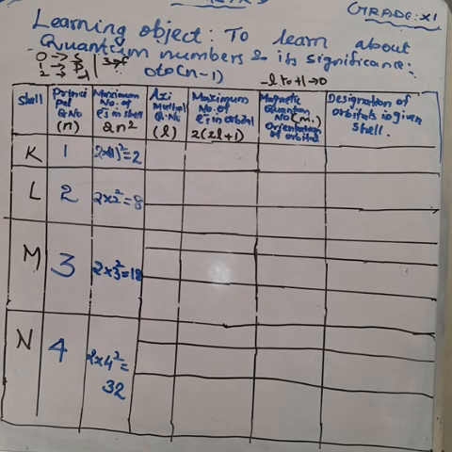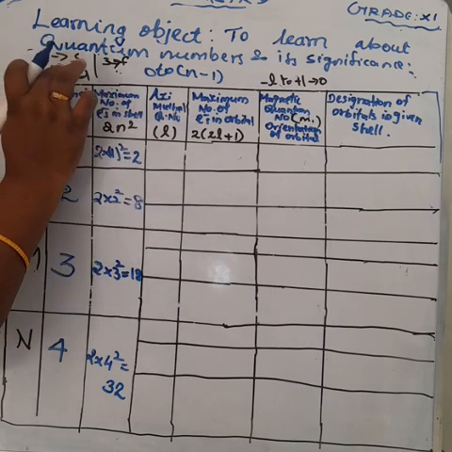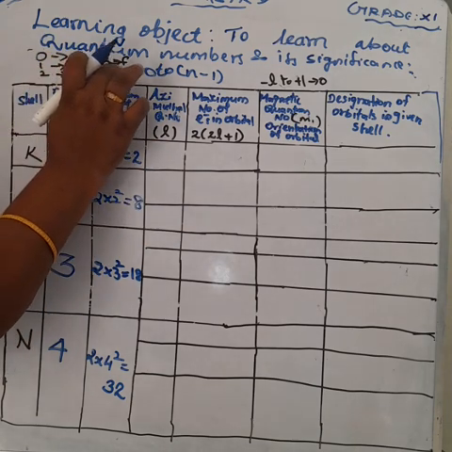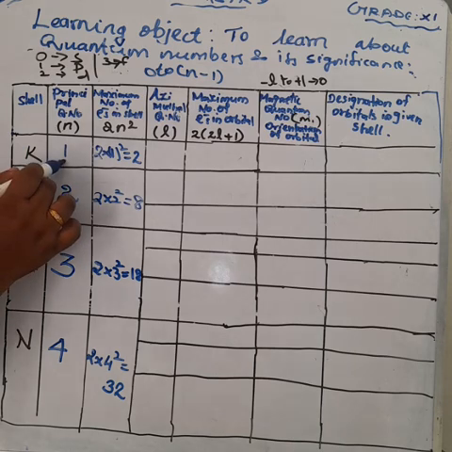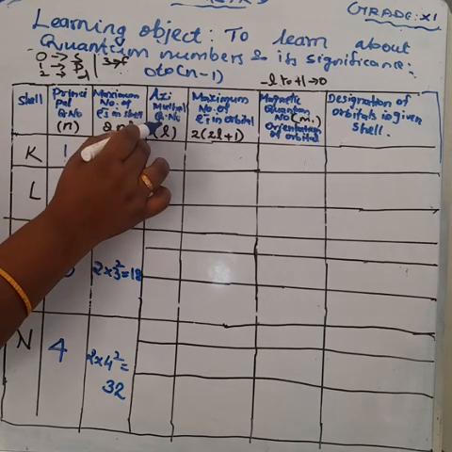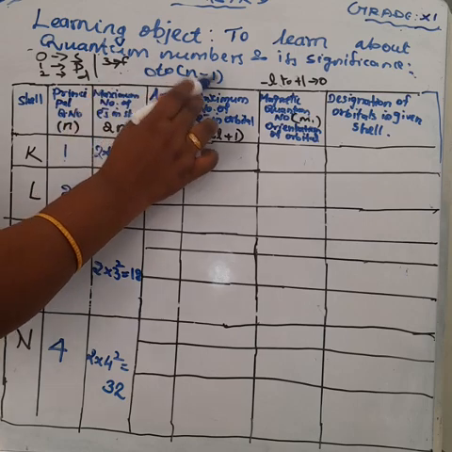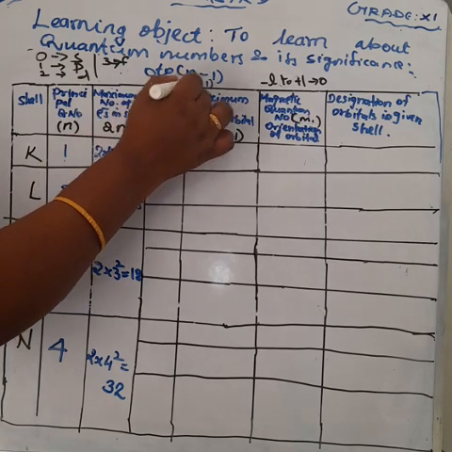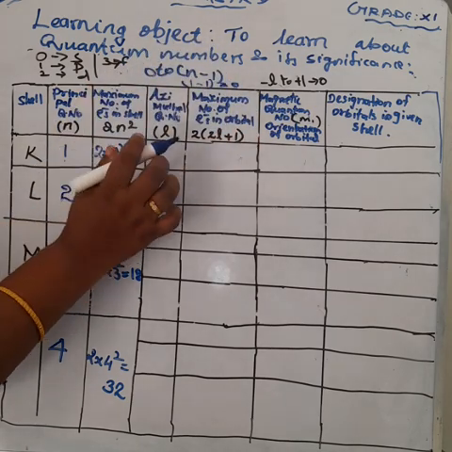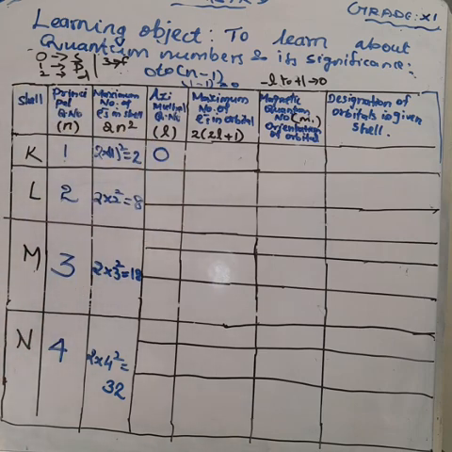Okay. So a value of 0 you know is s, a value of 1 means P, a value of 2 means D, a value of 3 means F. Okay. So here for the K shell, n value is 1. So here the azimuthal quantum number L, we can start from 0 to n minus 1. Here n value is 1, so 1 minus 1 we get 0. So the azimuthal value for the K shell is 0 only.